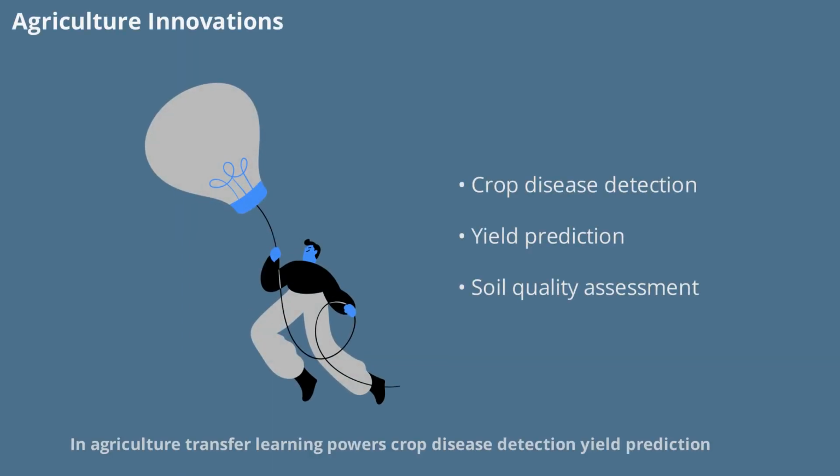In agriculture, transfer learning powers crop disease detection, yield prediction, soil quality assessment, and pest identification. By adapting models trained on general images to agricultural tasks, farmers and researchers can monitor crops more effectively, predict yields, and respond quickly to threats, improving food security and sustainability.